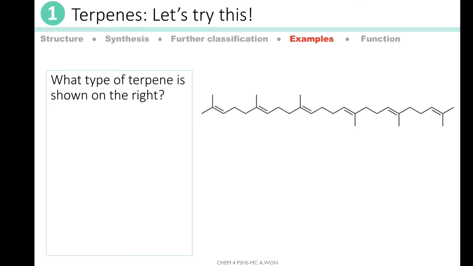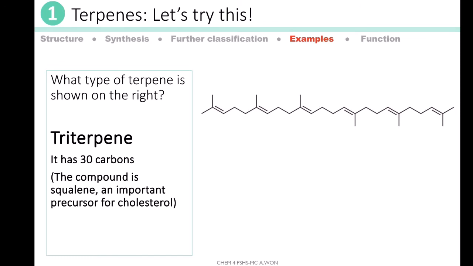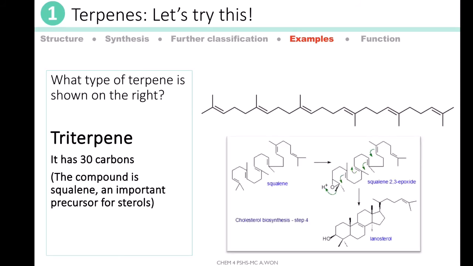Next, what type of terpene is shown? This is a triterpene. If you count the number of carbons, you will get 30. So this compound is an important precursor for the sterols, as you can see in this example here. So this is just the reaction mechanism of how squalene can be turned into a sterol.